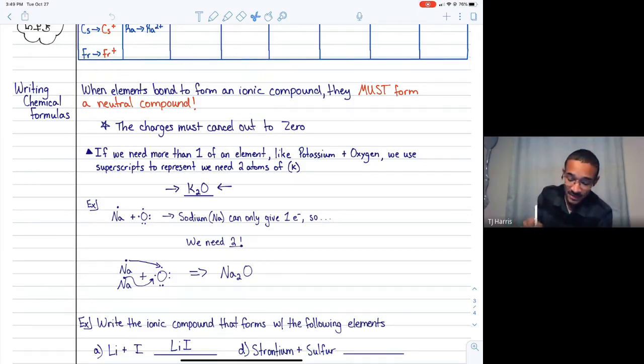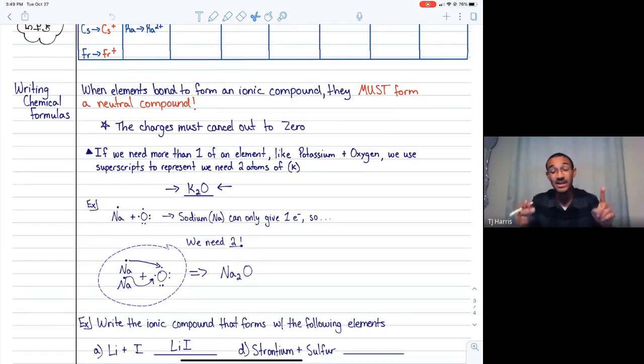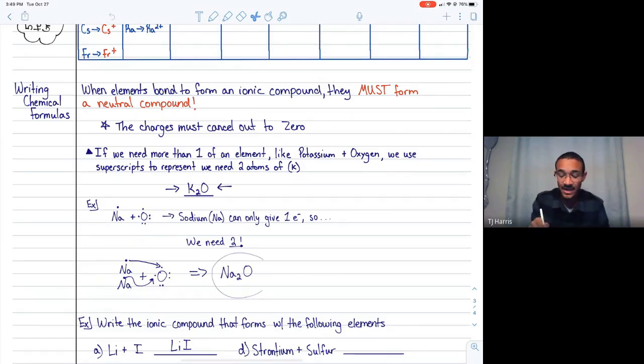All right. So if we have something like potassium and oxygen, well, or I guess down here I changed it to sodium and oxygen. Okay, sodium and oxygen. Oxygen needs 2. Sodium's only got 1 to give. So I need 2 sodiums right here. 2 sodiums with 1 oxygen. That means I'm going to have Na2, because I need 2 sodiums, O. Na2O. That's what we would write as its formula.